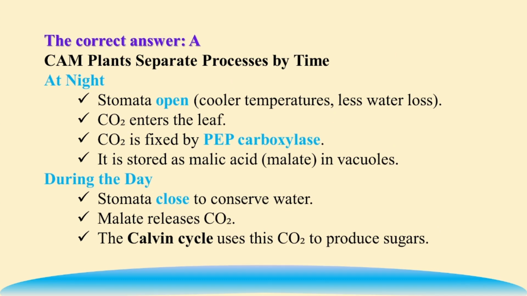The correct answer is A. Can plants open their stomata at night and absorb carbon dioxide? The carbon dioxide is fixed and stored as malate inside the cells. During the day, malate releases carbon dioxide, which enters the Calvin cycle to produce sugars.